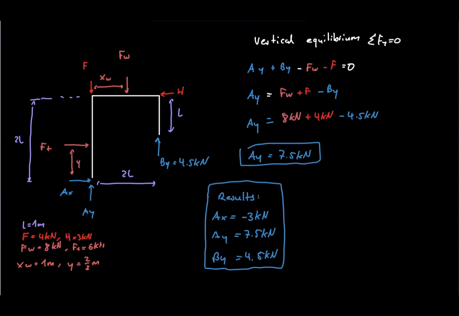The final reactions are AX equals -3 kilonewtons, AY equals 7.5 kilonewtons, and BY equals 4.5 kilonewtons. A quick vertical check confirms the result. The upward reactions add to 12 kilonewtons, and the downward loads also add to 12 kilonewtons.